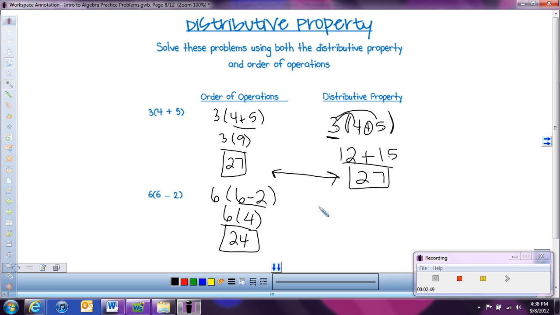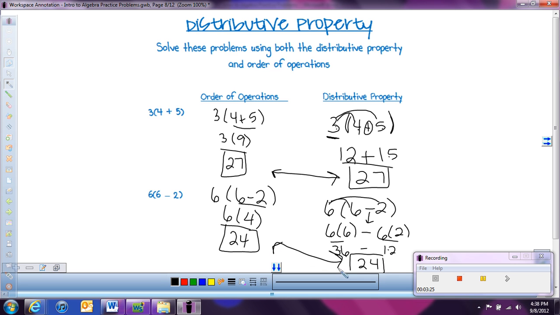Now let's solve this problem using the distributive property. We're going to take the number on the outside and distribute it to both numbers inside. So here we have 6 times 6, which will be 36. We're going to pull whatever operation sign was in there straight down, so a minus sign. And we have 6 times 2, which is 12. So we're left with 36 minus 12, which is 24. And we do end up with the same answer as if we would have used the order of operations, which is a good thing. That's what we want.